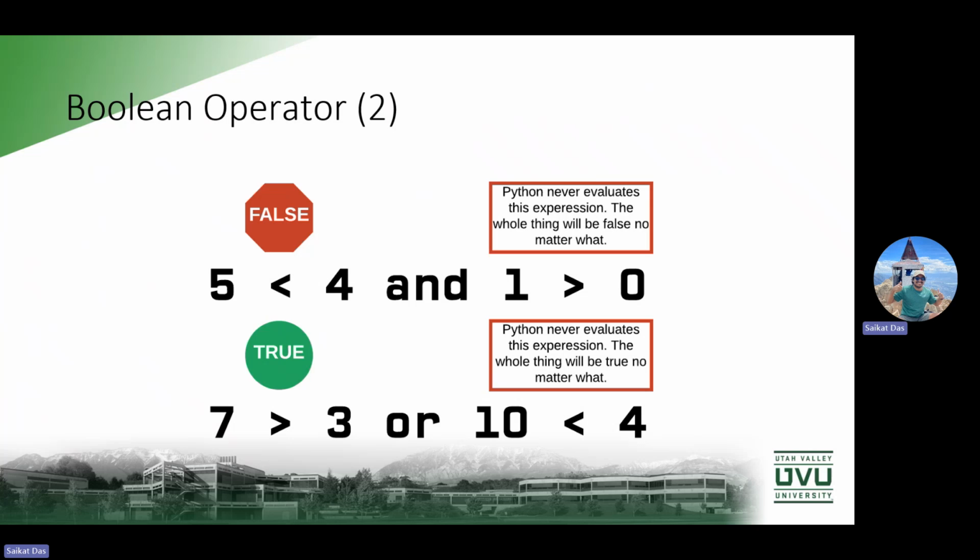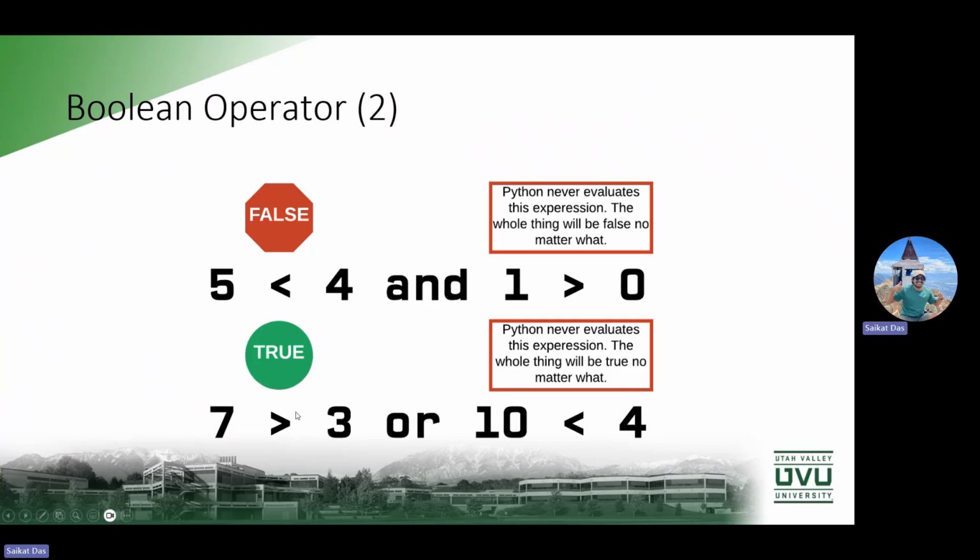So here's the expression: 5 is less than 4 and 1 is greater than 0. How does it work? The first part, 5 is less than 4: true or false? False, so that's 0. Then 1 is greater than 0, true. So false and true is false. Whenever both are true, the AND operator returns true. When any of them is false, it returns false for the AND case. But the OR case is different.